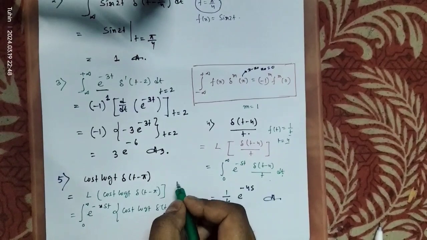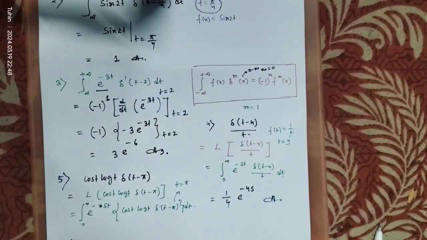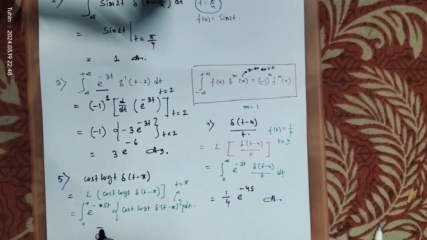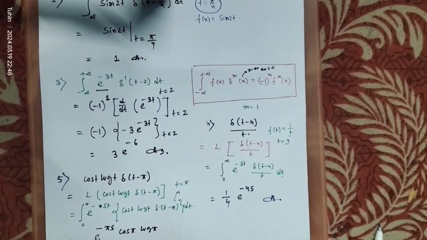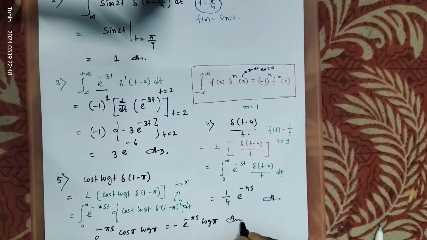Clear? Okay, now here t equal to pi. You already know about this. So t equal to pi, substitute the value into f of t, which is cos t log t, and e to the power minus st. So at t equal to pi, e to the power minus pi s, cos pi log pi. And you know that cos pi equal to minus 1. So minus e to the power minus pi s log pi. So this is the answer.